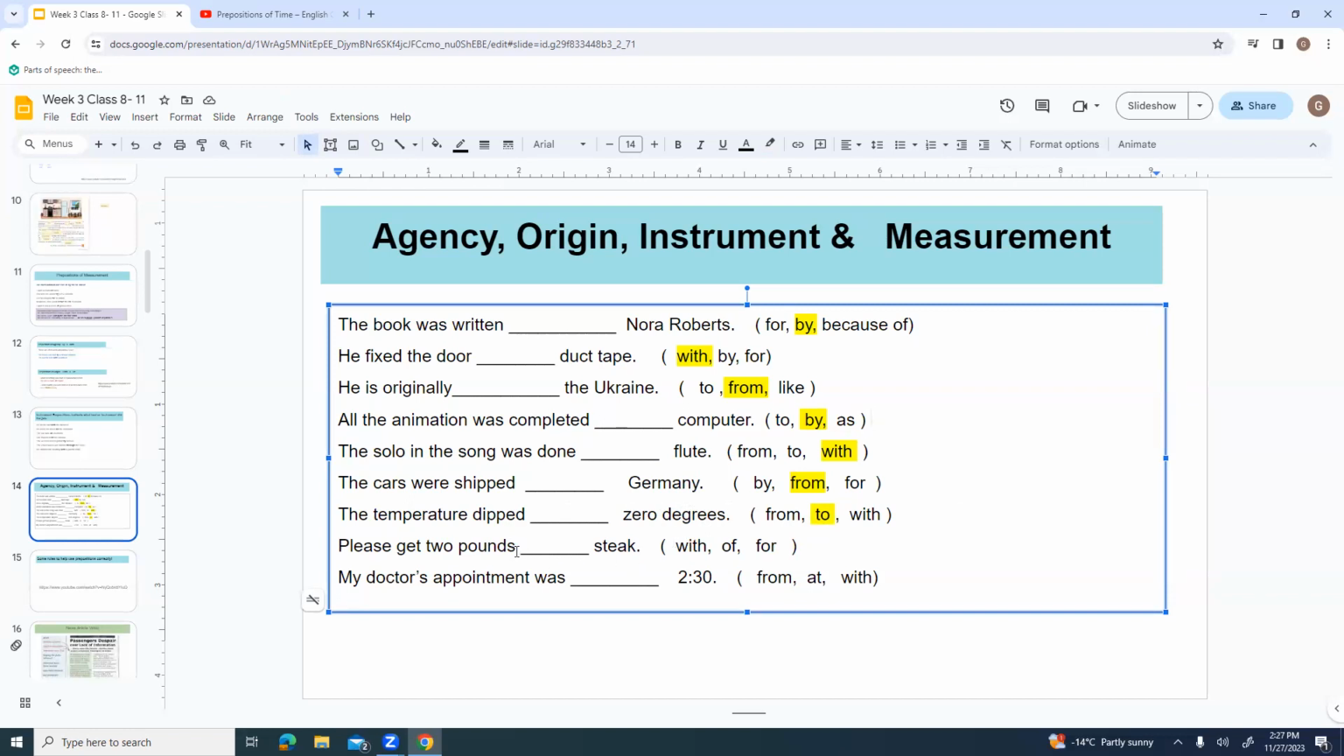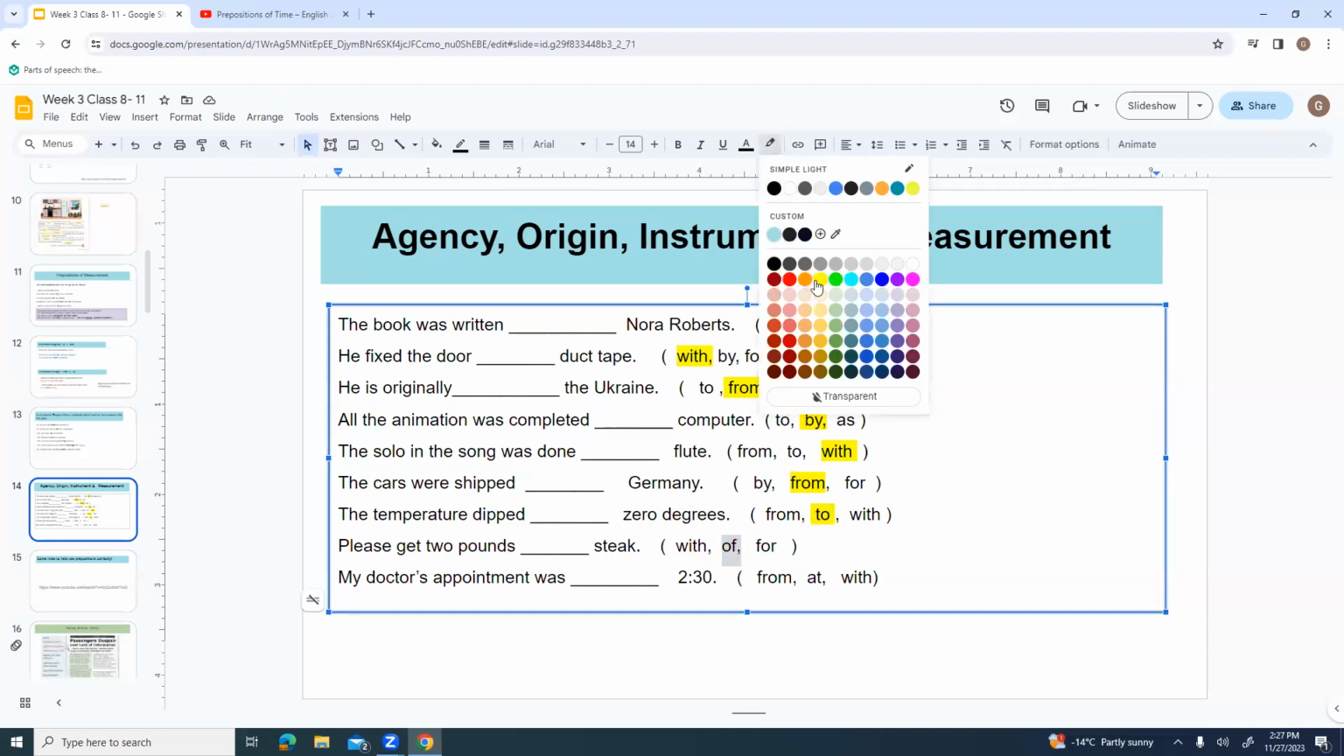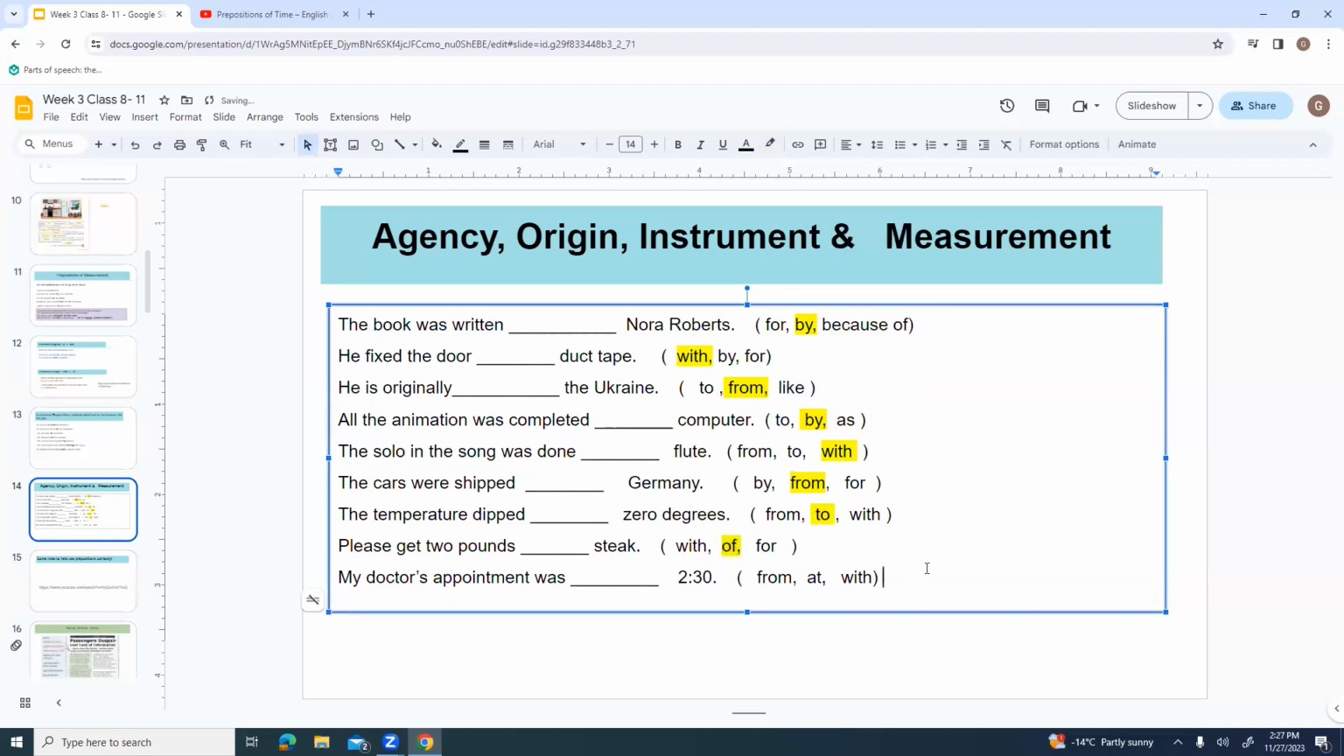Please get 2 pounds blank steak, with steak, of steak, for steak. This is definitely of. And then we have, my doctor's appointment was blank 2:30. Well, for specific times we usually use the word at.